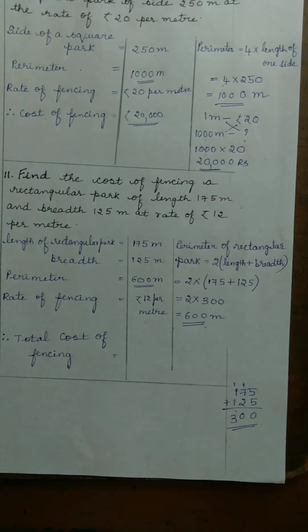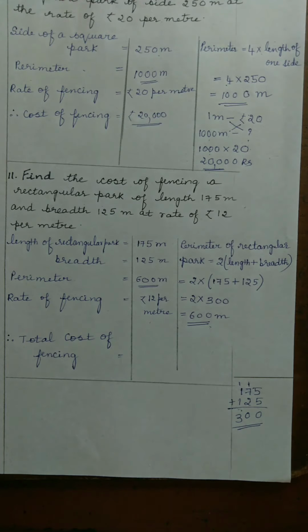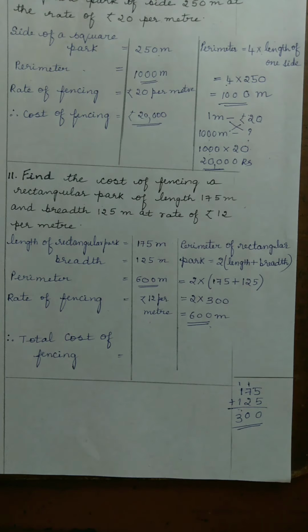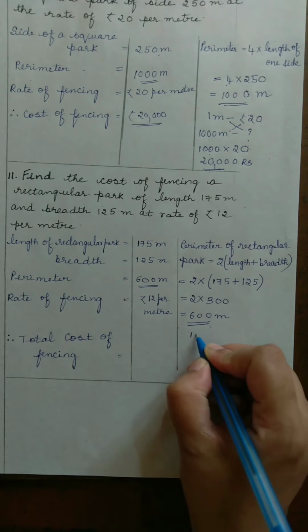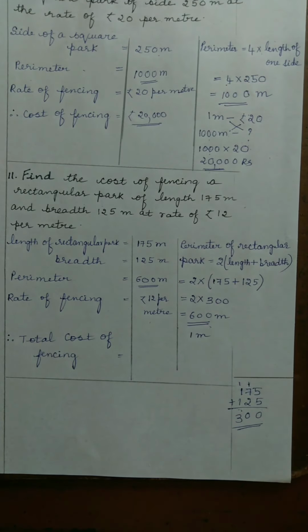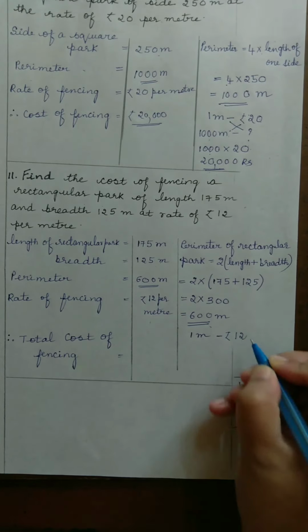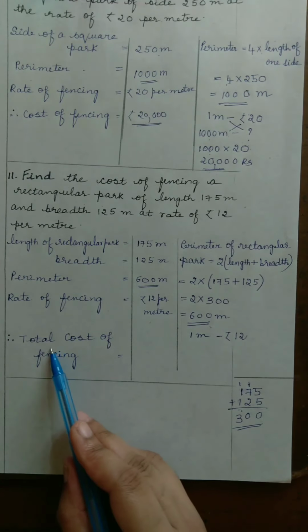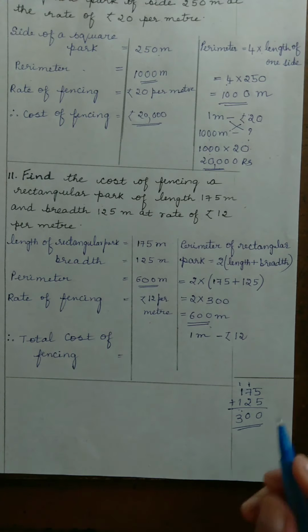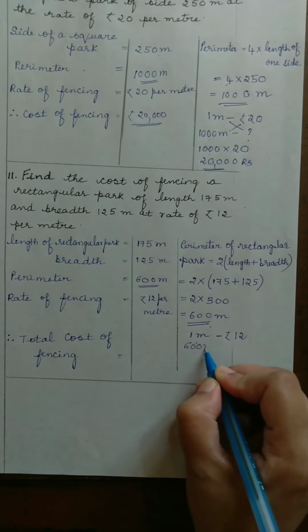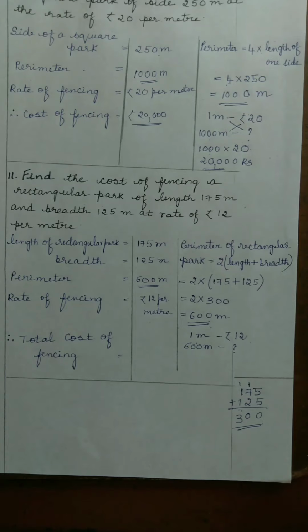Next, the rate of fencing is equal to rupees 12 per meter. Now we need to find out the total cost of fencing. Therefore, children, for 1 meter of the rectangular park, the cost of fencing is rupees 12. In order to find the total cost of fencing, for 1 meter it is rupees 12. Therefore, for 600 meter, how much is the cost?